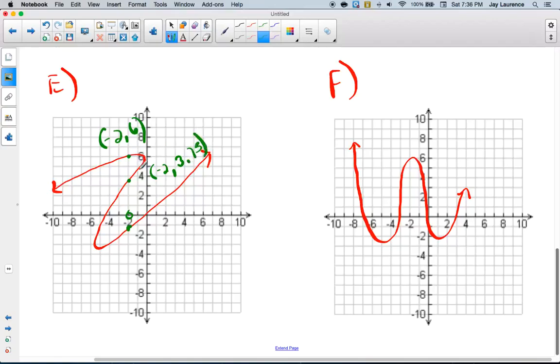Right there, I know I don't have a function because -2 is going to 6. It's also going to 3 3/4. And it's also going to the third point down here. But as soon as it went to a second place, we know that E is not a function.